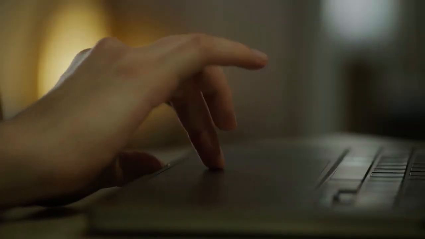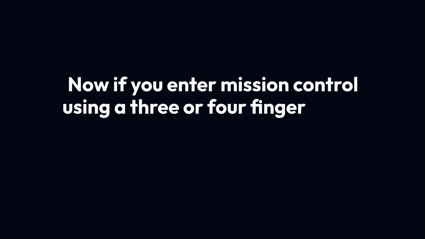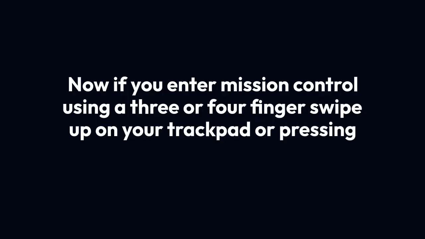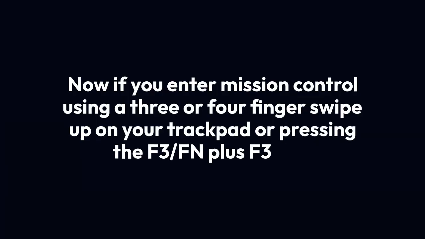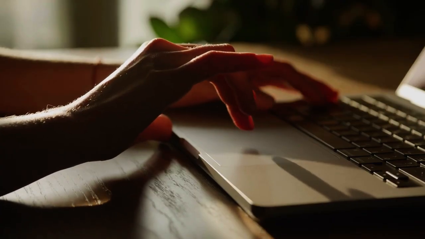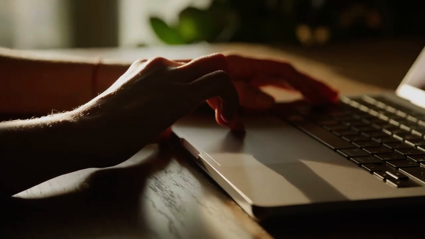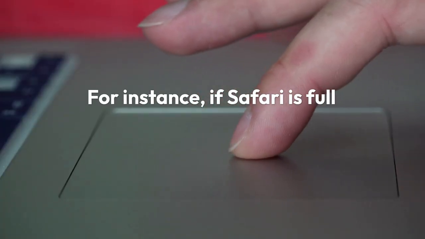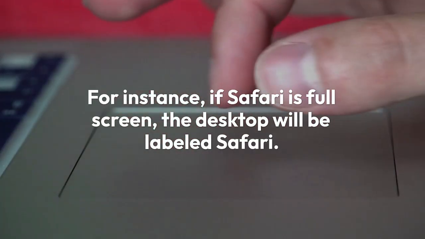3. Observe the change. Now, if you enter Mission Control, using a 3 or 4 finger swipe up on your trackpad, or pressing the F3/Fn plus F3 key, you'll see that the desktop where your full screen app resides has taken on the name of that application. For instance, if Safari is full screen, the desktop will be labeled Safari. This is super useful for dedicated full screen workflows.